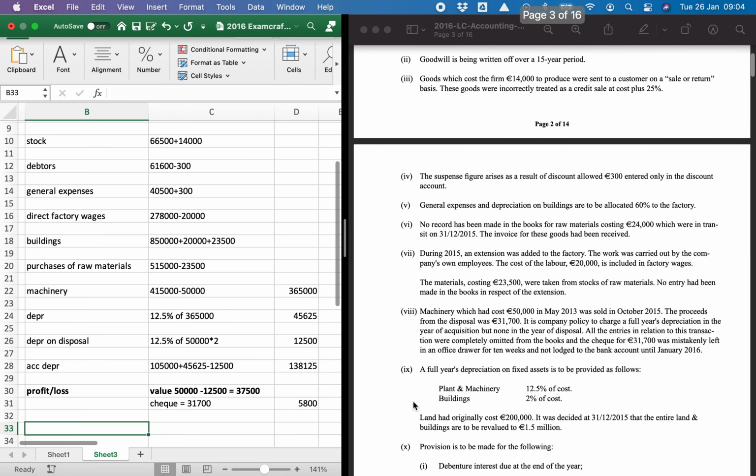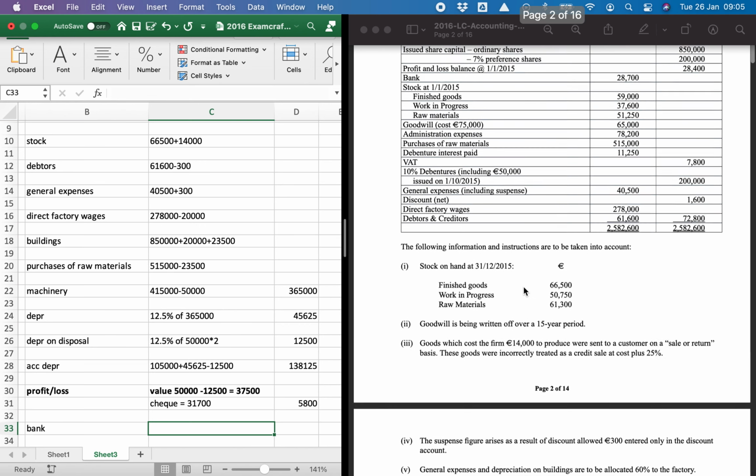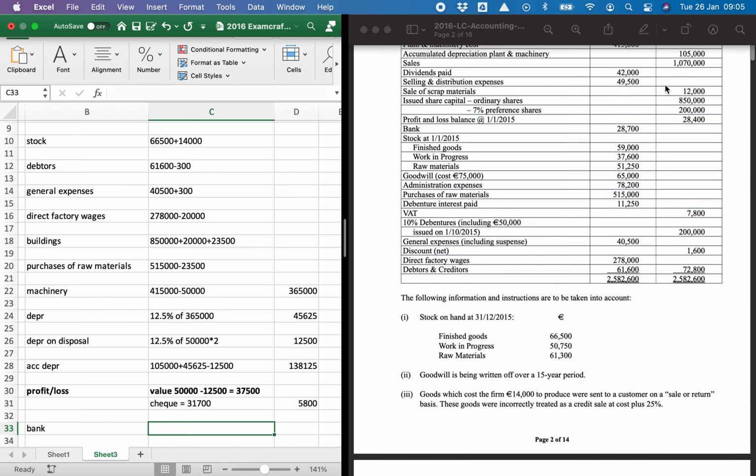The last thing then is the check itself. Normally it's included in sale of scrap material or whatever, and you take it out. This time the check was put in a drawer, which means it hasn't been lodged to the bank. So it has to go into our bank working. So our bank had started off, we thought we had a bank overdraft of minus 28.4.